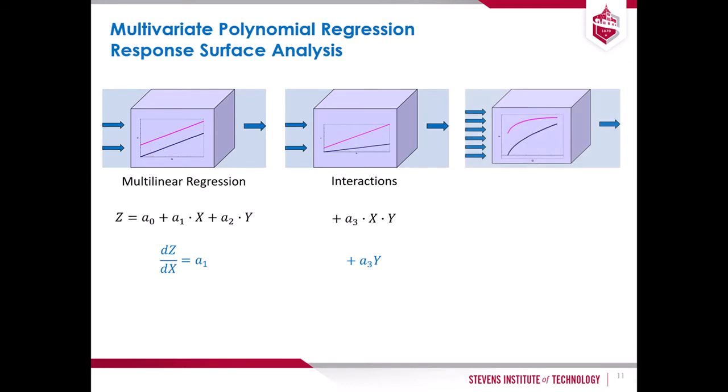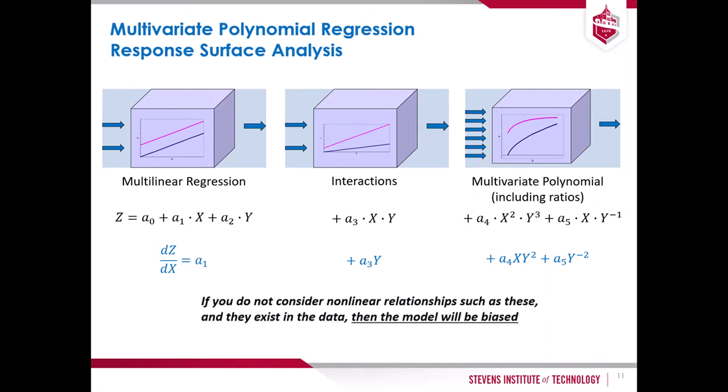Well, what if your data is curvilinear and also shows interactions? Here's where the multivariate polynomial comes in. We could put in terms like x squared y cubed, even x divided by y. And then you can get more complex sensitivities going on in there.